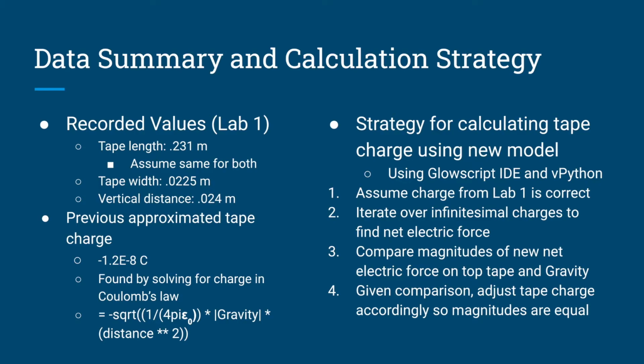The previous approximated tape charge is negative 1.2 times 10 to the negative 8 coulombs, which was found by solving for charge in Coulomb's law, expressed below. The strategy for calculating the tape charge using our new model, using the GlowScript IDE and VPython, is as follows. Let's first assume the charge from Lab 1 is correct. Then, we iterate over infinitesimal charges to find the net electric force on the top tape.